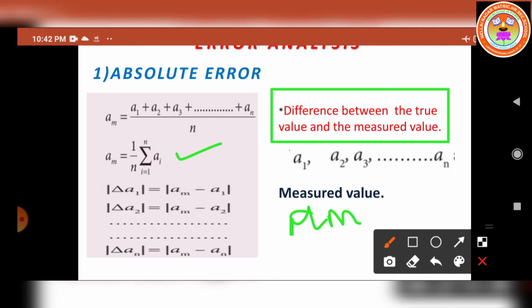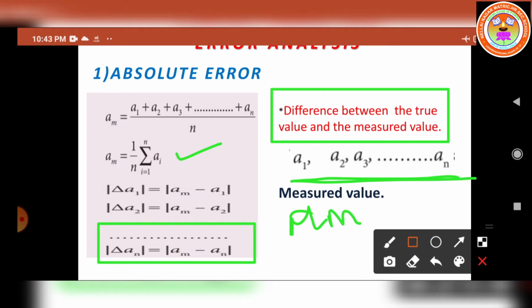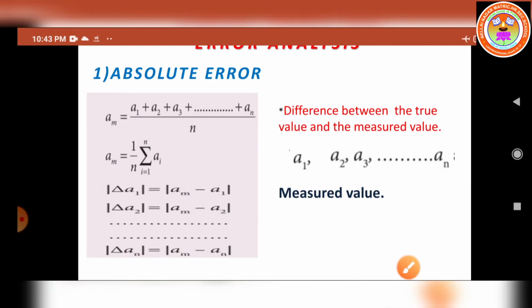So what is absolute error? The difference between the true value and the measured value. The true value is denoted by the symbol A suffix m. The measured values are denoted by the symbols what? A1, A2, A3 up to A suffix n. So what is the formula here? The modulus delta A suffix n is equal to modulus A suffix m minus A suffix n. This is the absolute error formula.